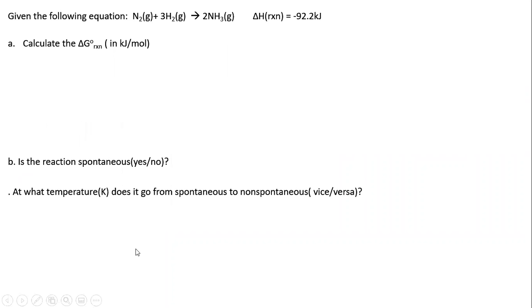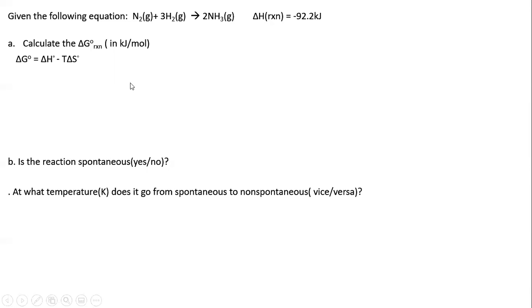Now continuing with the same type of reaction, the synthesis of ammonia. Here we're given the balanced chemical equation. We're given delta H, which is negative 92.2 kilojoules. And the first thing we're asked to do is calculate the delta G naught in kilojoules per mole. And also on this question, it gives you the molar entropies of the reactants and products.